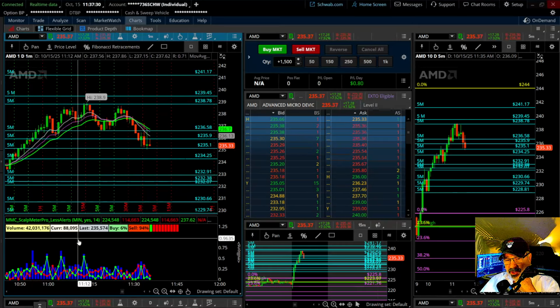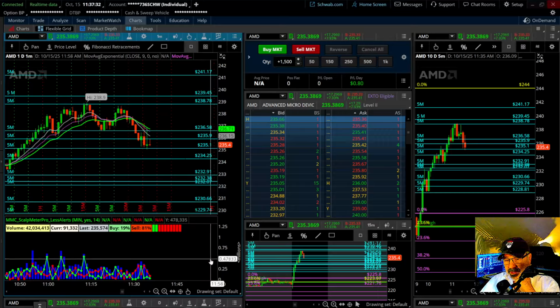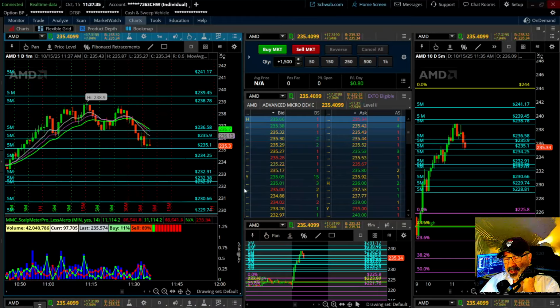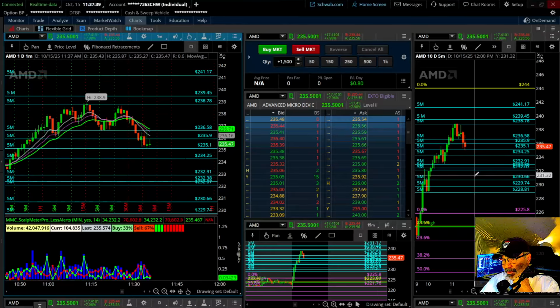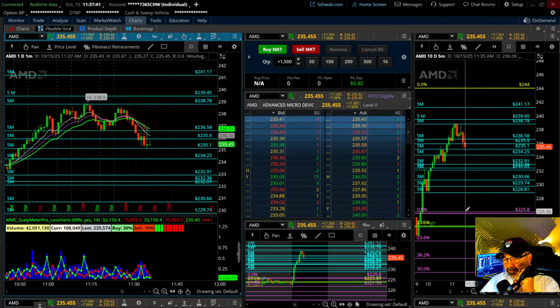Let me go over what we have here, this mess. So this is a 1-minute chart with a Scalp Pro indicator below. This is a day chart minimized. This is the active trader. This is the level 2. This is a 15-minute chart. This is a 5-minute chart and a 5-minute chart minimized.